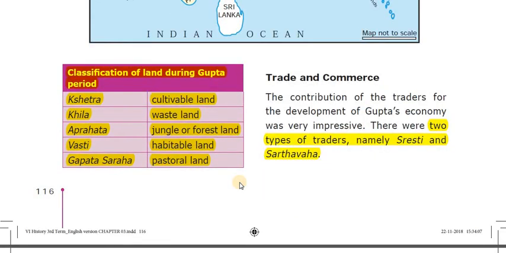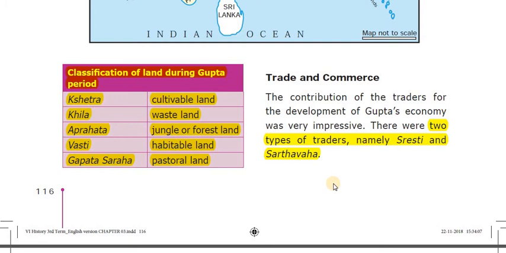Classification of land during the Gupta period: Kshetra, cultivable land; Khila, wasteland; Aprahata, jungle or forest land; Vasti, habitable land; Gopata Sarah, pastoral land.